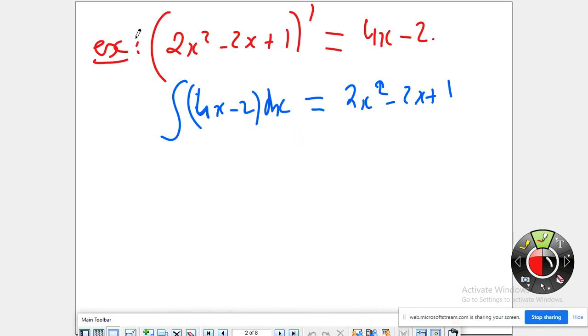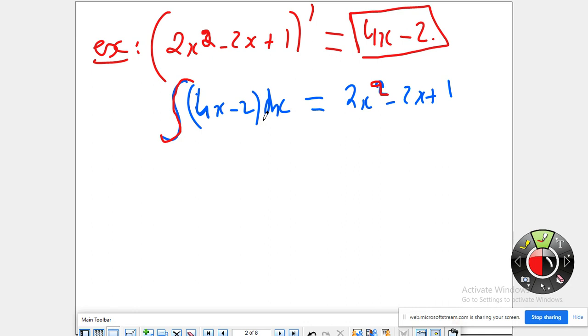Example. If I give you the function 2x squared minus 2x plus 1, and I tell you to find the derivative of this one, you know how to do the derivative. We bring down the exponent, 2 times 2 is 4, so it becomes 4x minus 2. So the antiderivative of 4x minus 2 dx is 2x squared minus 2x plus 1. If I do the derivative of my answer, I will get back the function inside.